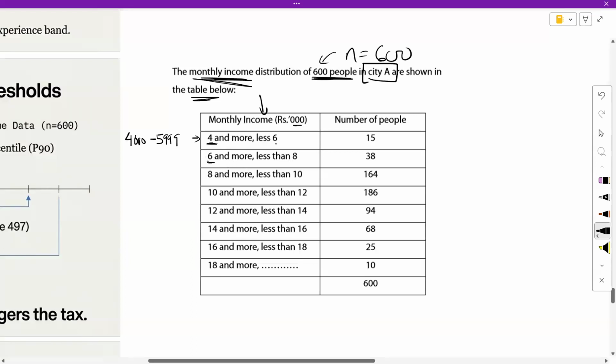Here is 6,000, and 6,000 to 7,999. This means it also includes 5,999.9 as well, 0.999 as well, right? So here you don't want to take the middle point. It means the boundary.